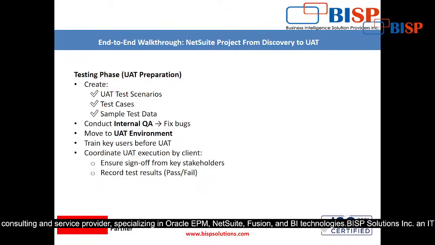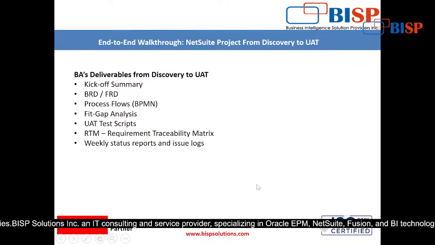Move to the UAT environment, then train key users, right? Train key users before UAT, then coordinate UAT execution by client, right? And then record test results. So BA deliverables from discovery to UAT.